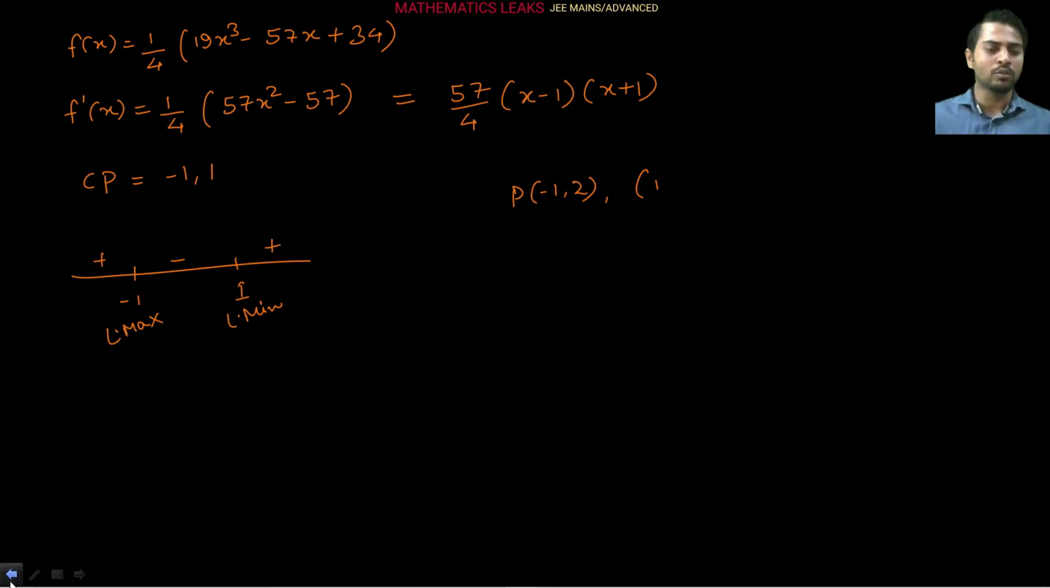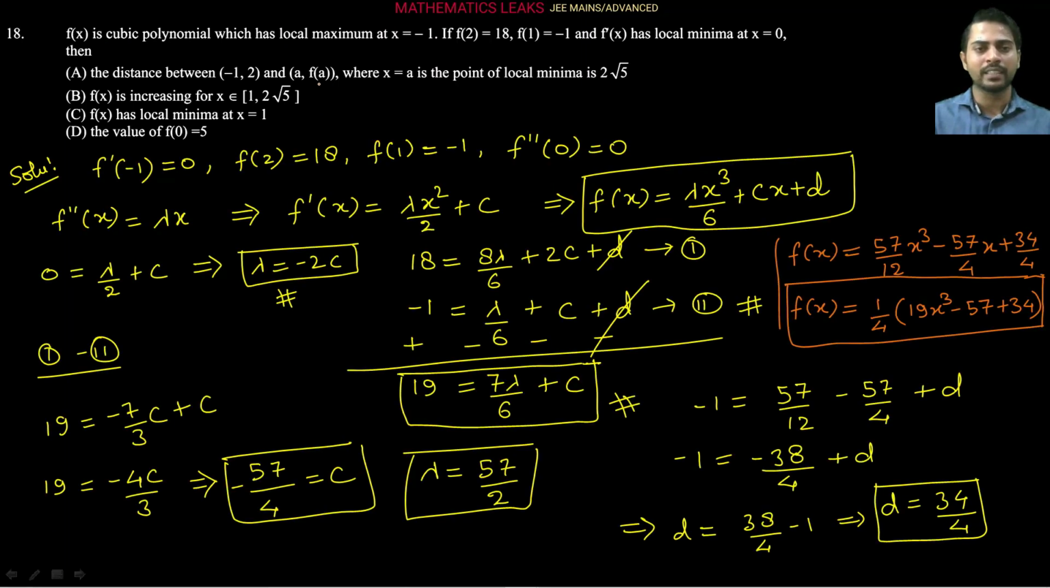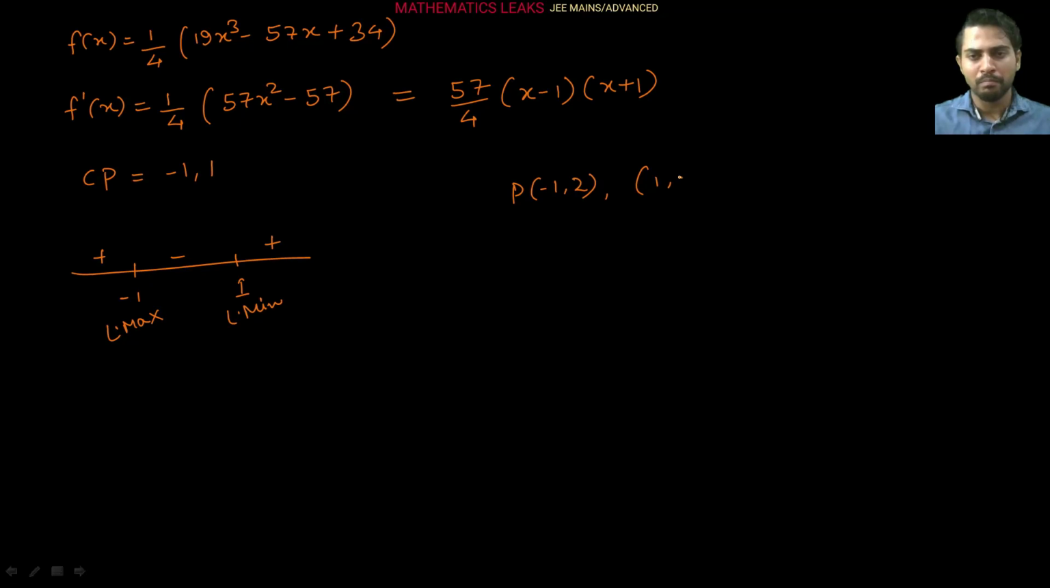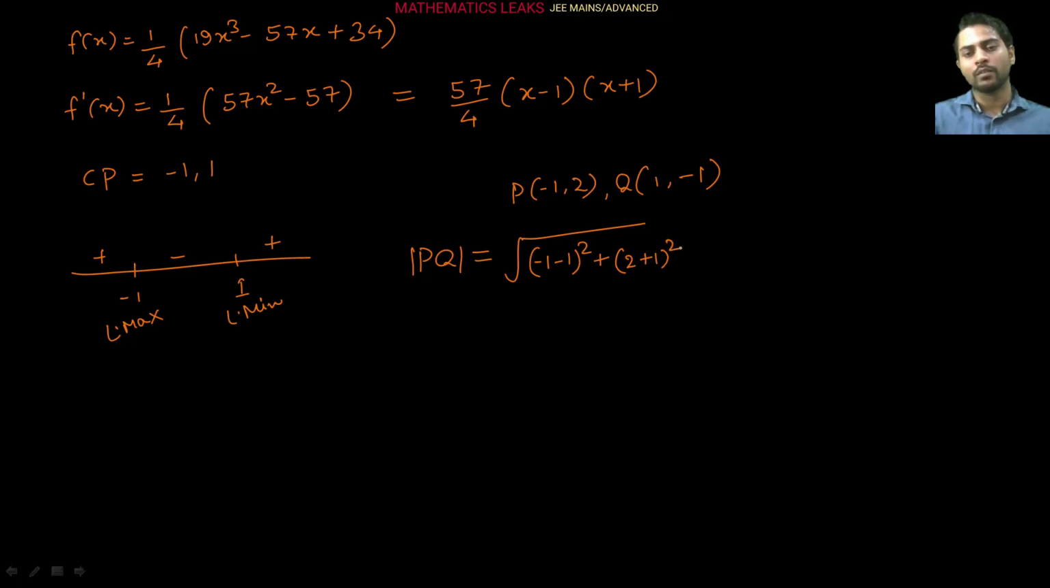So what about the y coordinate? The y coordinate is f(a). So simply by putting x equals 1 in this equation, we get minus 1. So that is our another point Q, you can say. Now the distance between P and Q: that is coming here (minus 1 minus 1) whole square, so that is (minus 2) square, right? Now let's write down, and here (2 minus of minus 1), so (2 plus 1) whole square, right?